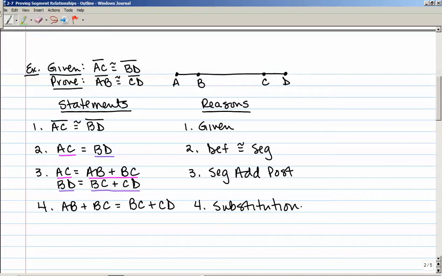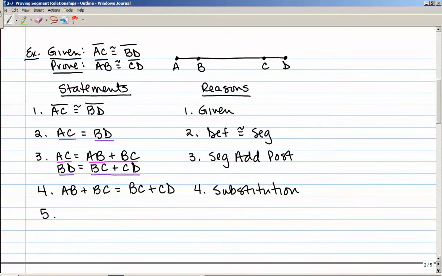Okay? Now, I have that AB plus BC equals BC plus CD. Do you notice the same thing on each side? If I were to subtract a BC on each side, I'd be left with AB equals CD. Just think of it like an algebra problem. Subtract BC on both sides. And that would be the subtraction property.